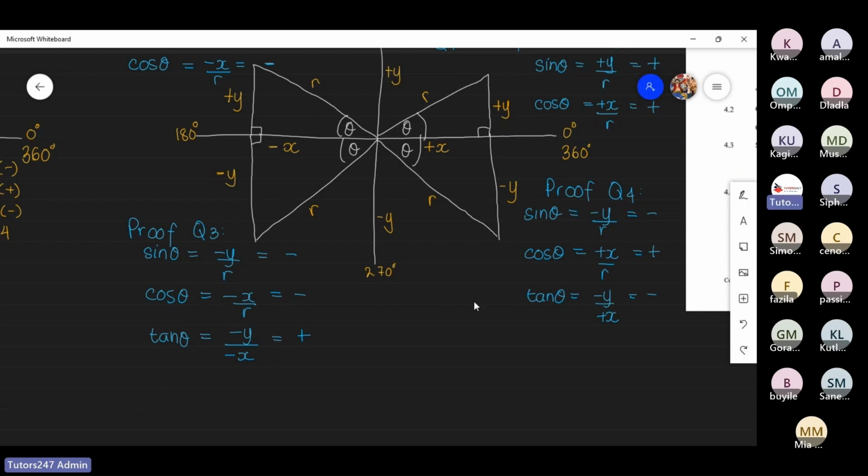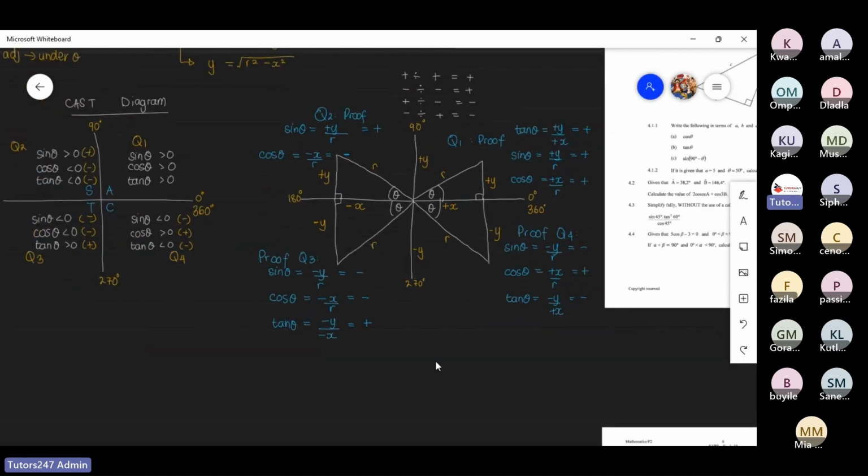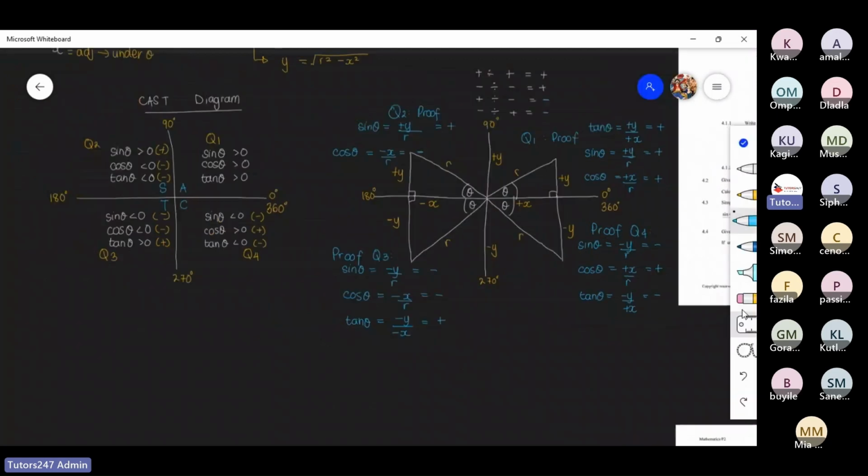Now let us compare both quadrants to their proof. We previously mentioned that in our first quadrant, everything's going to be positive. As you can see, positive, positive, positive. So that was true. Everything is positive within the first quadrant. Now, in our second quadrant, we have only sine positive. As you can see, only sine was positive, whereas cos and where's tan? Okay, we didn't do tan for the second quadrant.